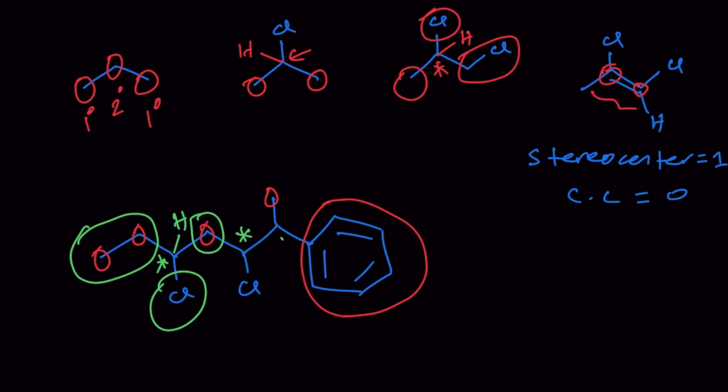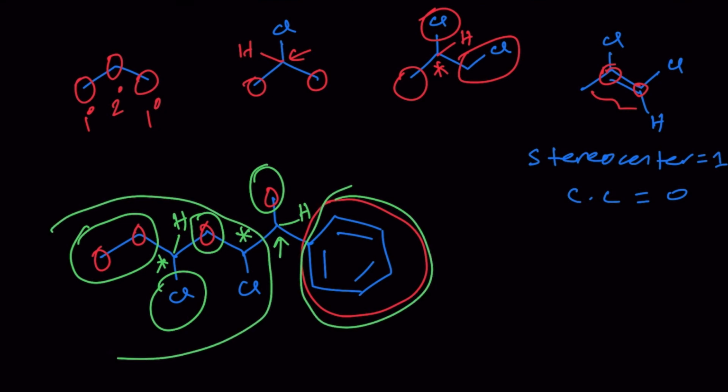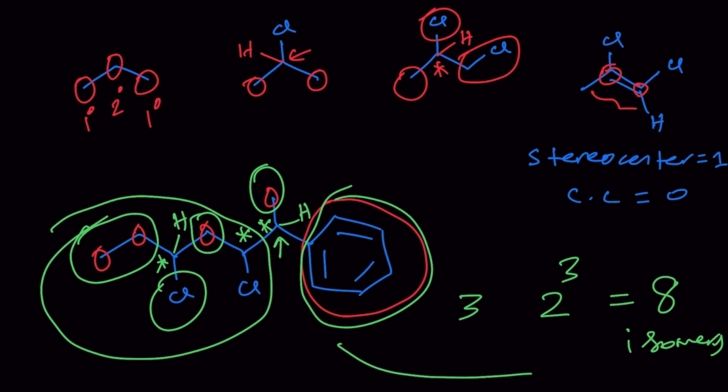Now how about this carbon? Is this chiral? Yes, it is chiral, because we have a hidden hydrogen here, methyl group, and then phenyl ring, and then that is third, and then we have this entire unit. So we have 4 different substituents, and therefore this is also chiral. Therefore the number of chiral centers here is 3. Therefore the number of stereoisomers will be 2 to the power 3. That means we will have 8 isomers, 8 stereoisomers for this molecule.